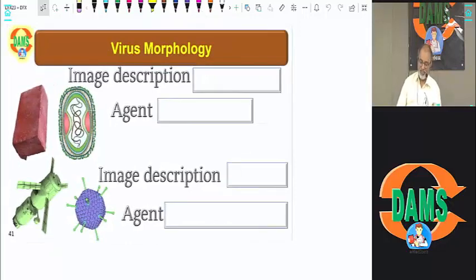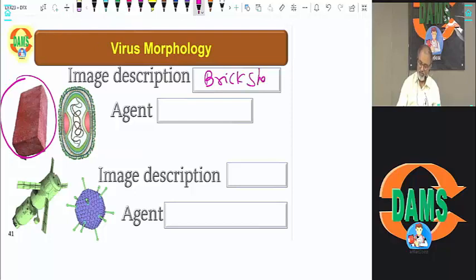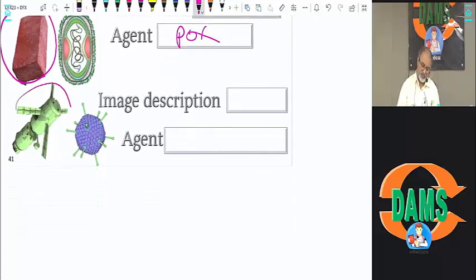Virus morphology. What shape? Brick. What is the agent? Brick shape virus is pox virus. Pox virus is brick shape. What is this image? Satellite. Satellite shaped bacteria. You can get it in.